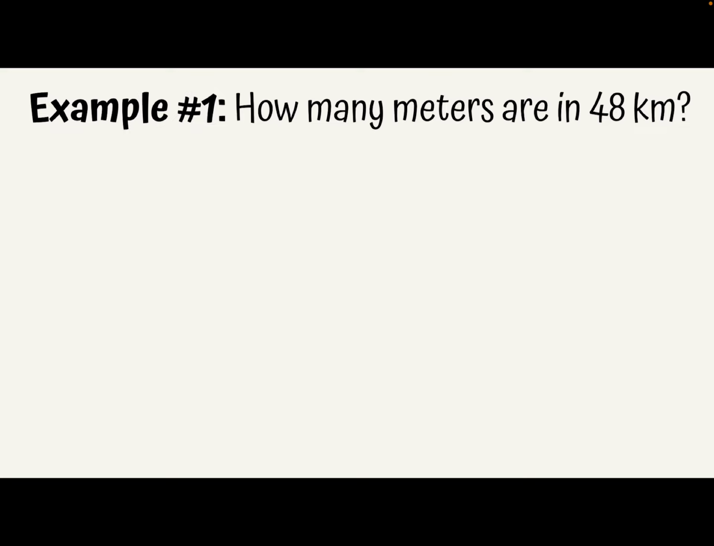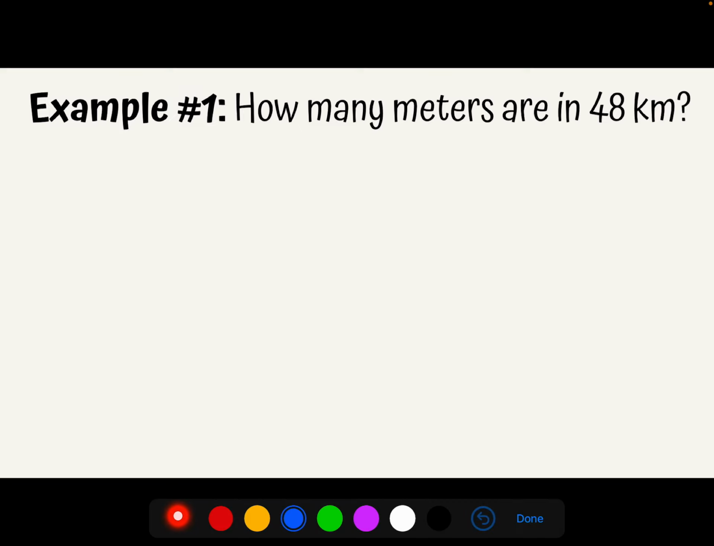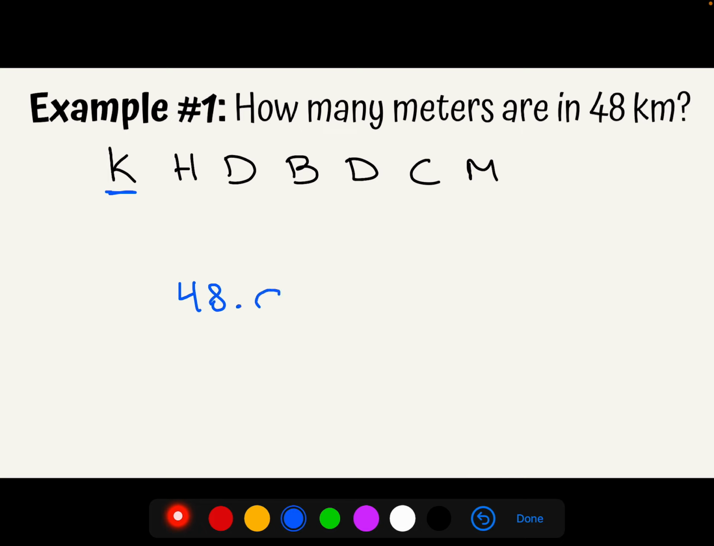So in this example, how many meters are in 48 kilometers? Well, first thing I'm going to do is write out my mnemonic again, and I'll just write it right over here. King Henry died by drinking chocolate milk. And so if I'm starting with 48 kilometers, it means I'm starting over here at this K. Now, 48 kilometers is the same as 48.0 kilometers. That's the same number.